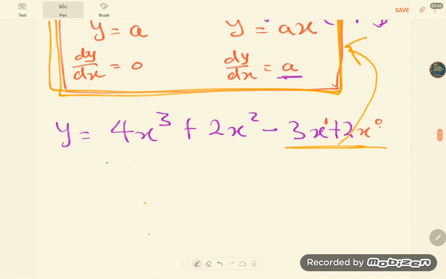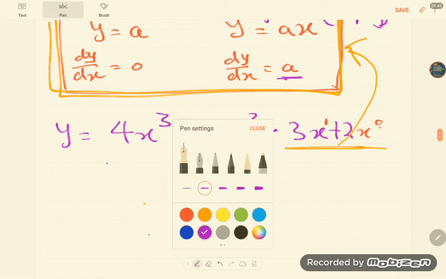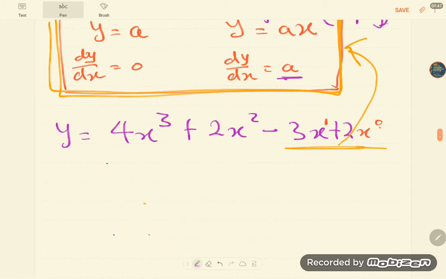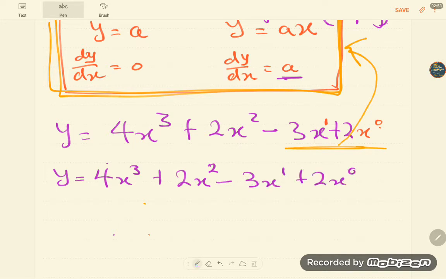Now reverting back to what we're doing here. For this one, I will just rewrite this as x cubed plus 2x squared minus 3x to the 1 plus 2x to the 0. And I'm just going to show you the first procedure, remember this, and then the second procedure.